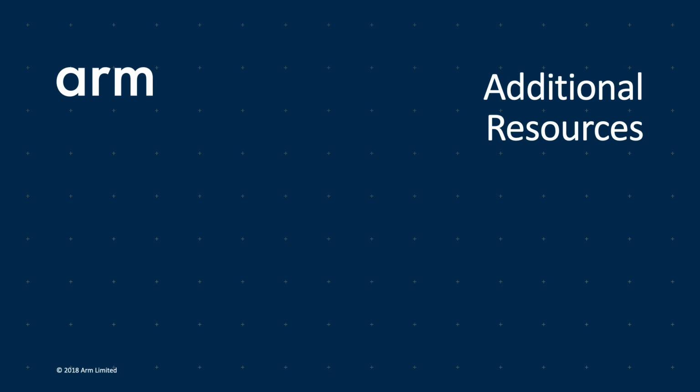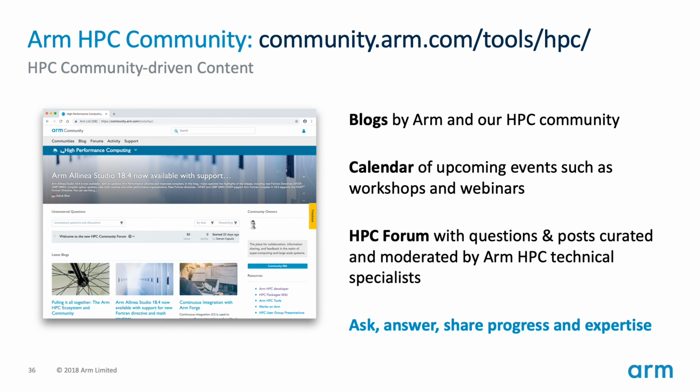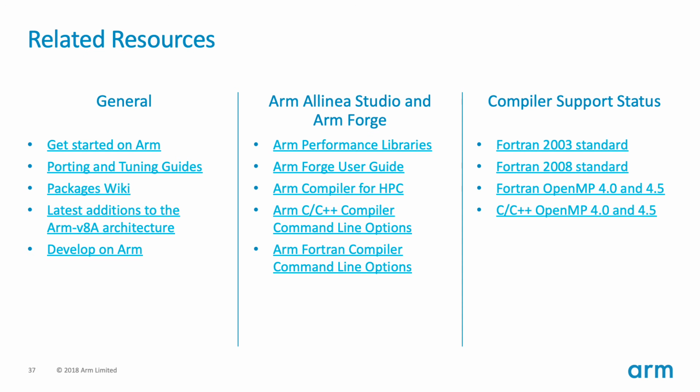For additional resources, we'll take a few minutes here to recap. We have the ARM HPC ecosystem website. This is arm.com/HPC. This will give you all the latest news, blogs, quick start guides, links to community collaboration sites. This really should be your go-to place for keeping in touch with the ARM community. The HPC community also has blogs, calendar, and a forum over on community.arm.com. This is really community-driven content, so go there. You can ask questions, share progress, and just interact with other people working in HPC on ARM. And finally, here are some links to useful websites that I recommend you go and try.